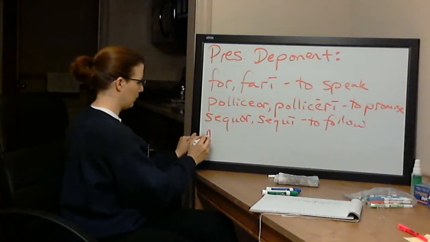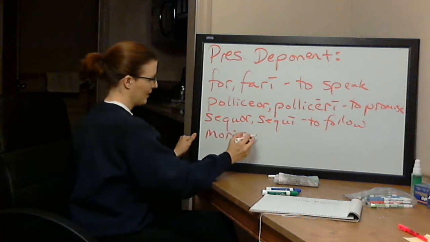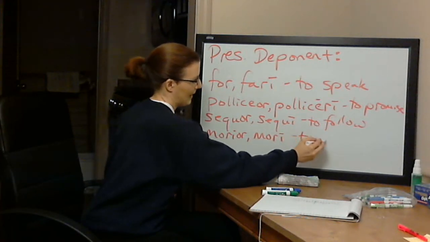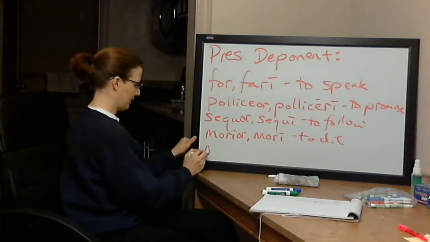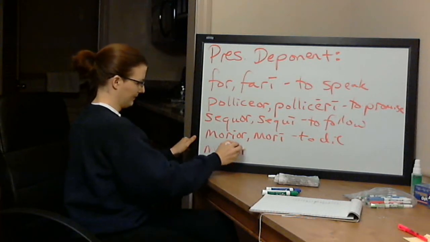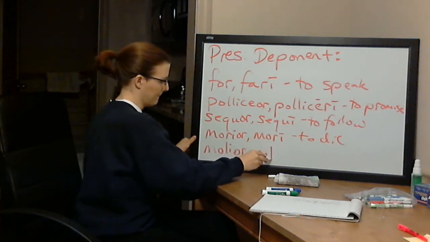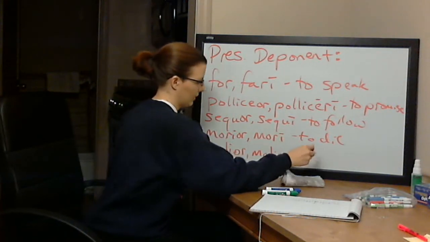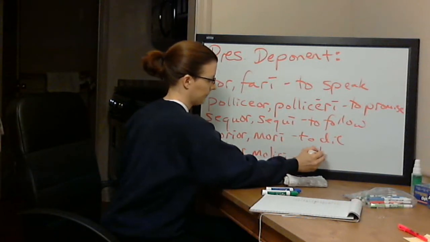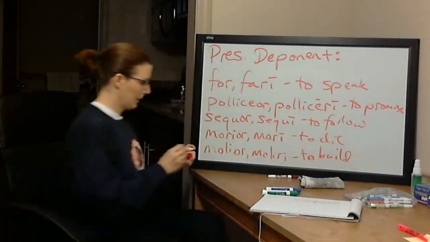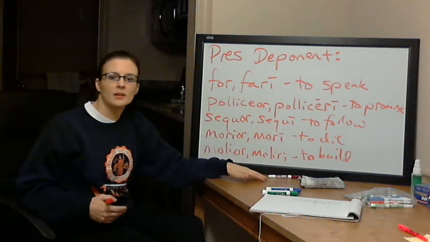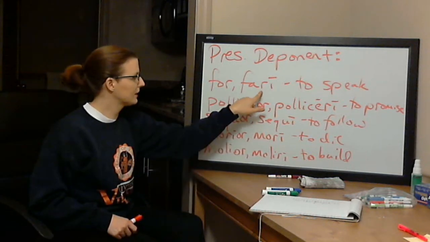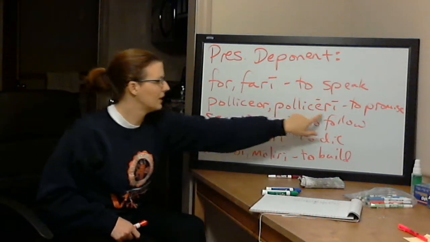And if we have morior, mori. That mori, that infinitive is just to die. And if we have something like moliri, that moliri is just to build. And so this is actually one of those places where you get to see what, for a normal verb, would be the passive, present passive infinitive. We get to see it very clearly just as its present deponent infinitive.